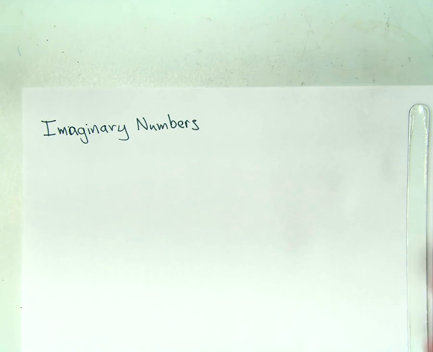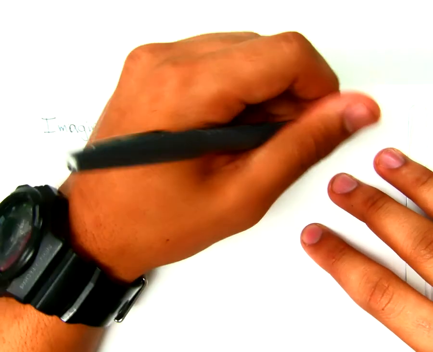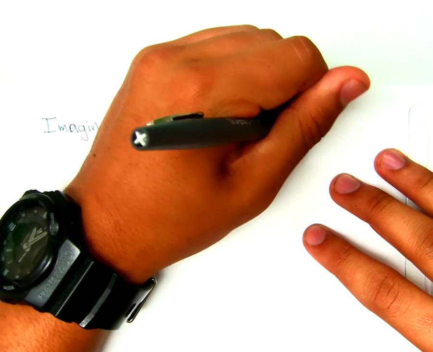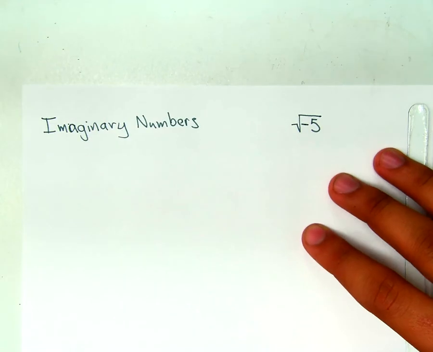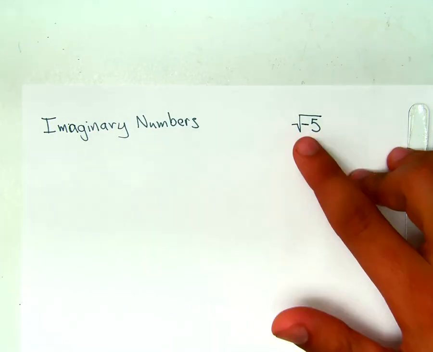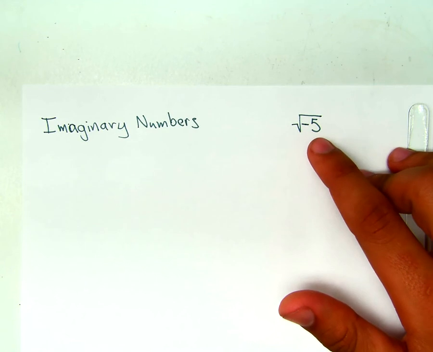Alright, so previously, when we were solving quadratic equations, if we had the square root of a negative number, we can't do it. We said no.